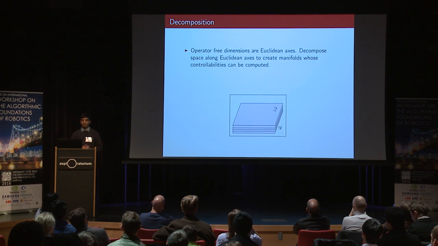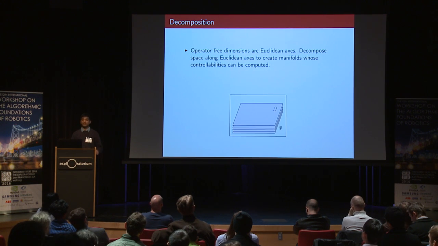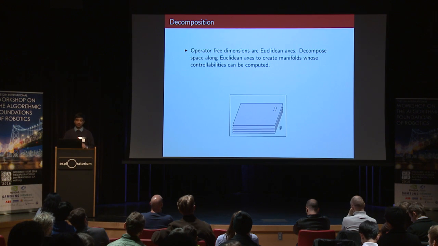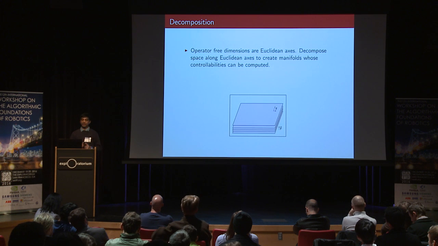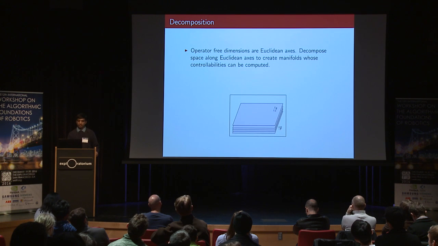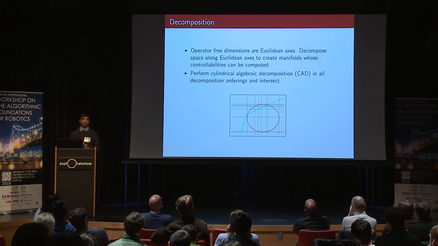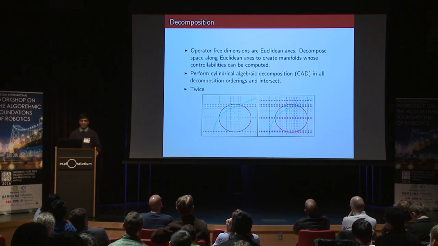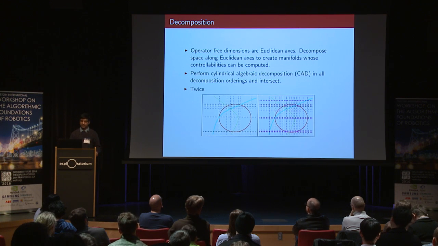Our decomposition procedure relies on the fact that the free dimensions of our operators are Euclidean axes. And so if we want to calculate the controllabilities of these manifolds, it's very convenient to decompose them along the Euclidean axes as well. So our decomposition procedure is to utilize cylindrical algebraic decomposition in every decomposition ordering and intersect the results. And we actually have to do it twice to get all the properties we need. It's a pretty messy decomposition, but we'll see why we need it in the next steps.